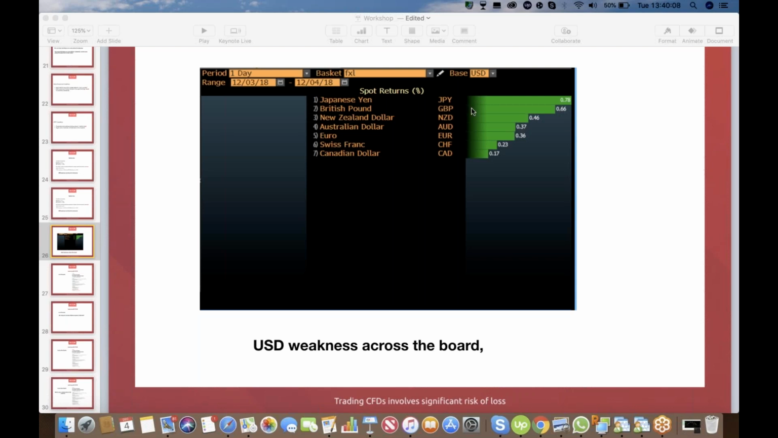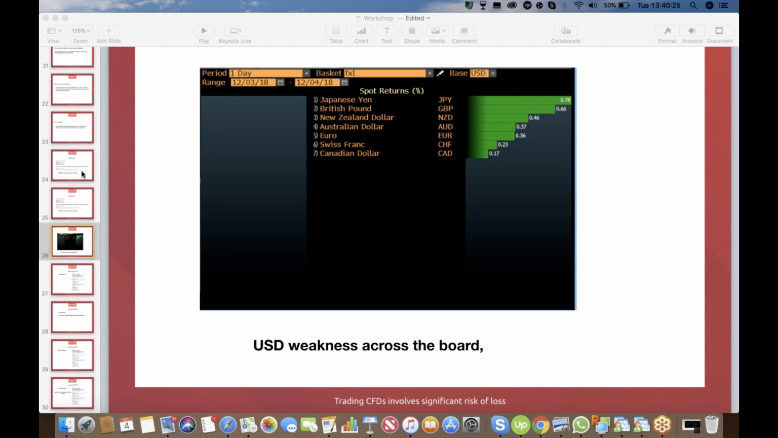You can see that these currencies are paired with the base US dollar. So all these currencies are appreciating against the US dollar. Okay, so Williams has hit the nail on the head. We've got strong Japanese yen and a weak US dollar.